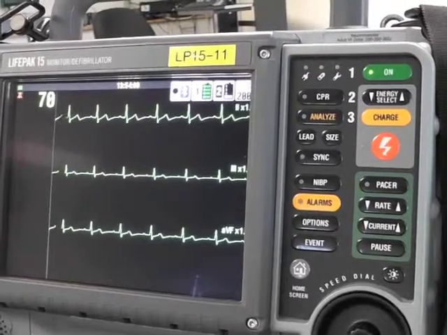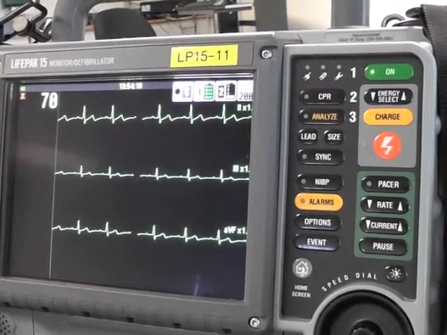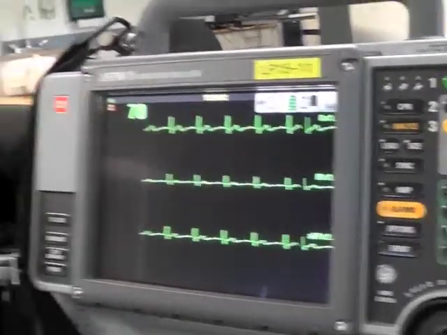All right. The rhythm looks organized. I'm going to check a pulse. Do I have a pulse? You have no pulse. No pulse, so we are in PEA. So I'm going to go ahead and have my EMTs continue CPR at this time. It is also time for another epinephrine. So I'm going to administer another milligram of epinephrine, 1 to 10,000 solution, IV push.